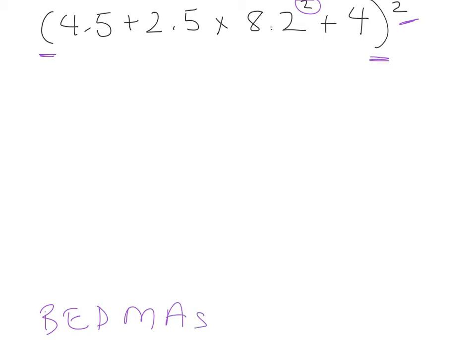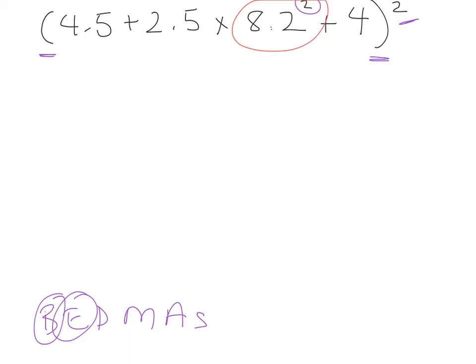Now, B stands for bracket. Yes, there are brackets, which means we do everything that's within the bracket first. But within the bracket, we still follow BEDMAS. So if there was a bracket within the bracket, we would solve that first. There isn't in this case, so we go to the next. E for exponent. We do have that. We have this power right here. So it's 8.2 to the power of 2.